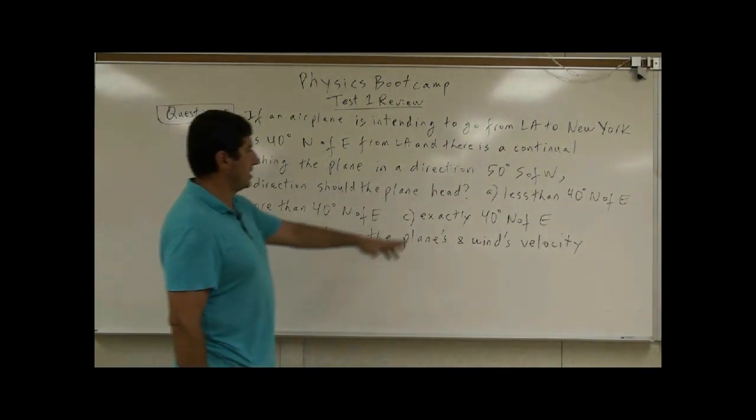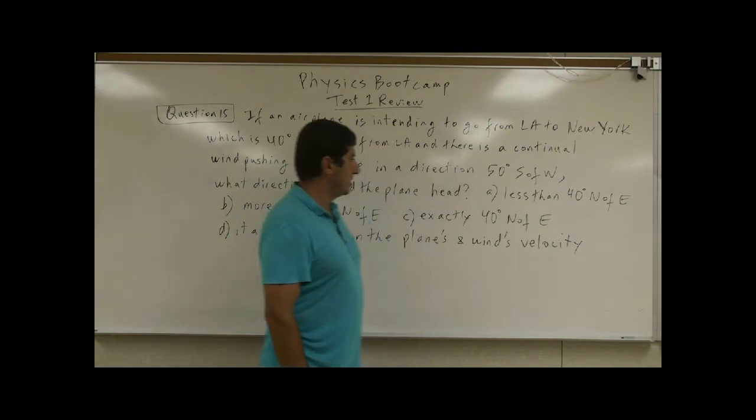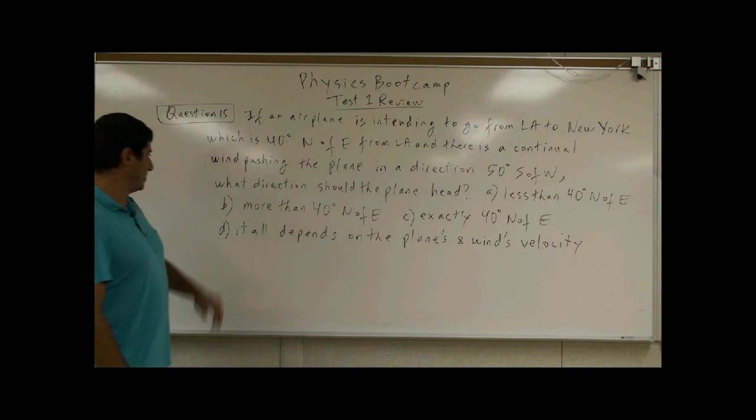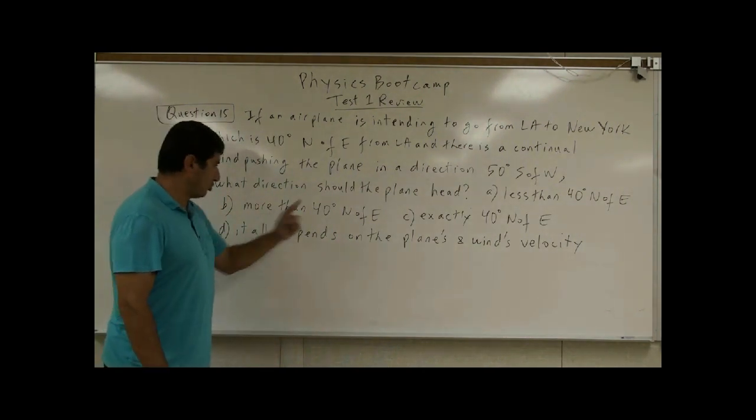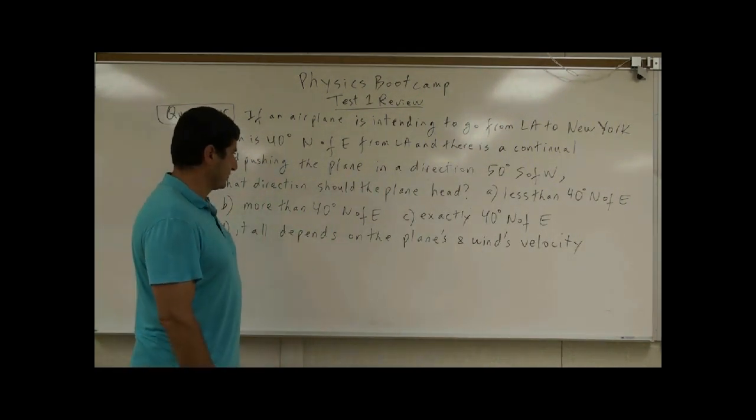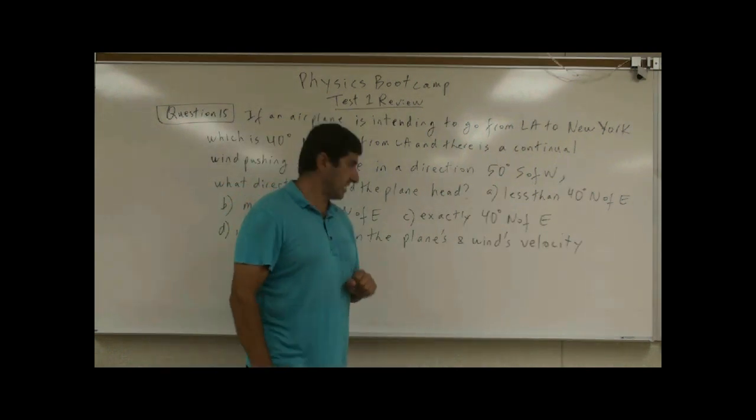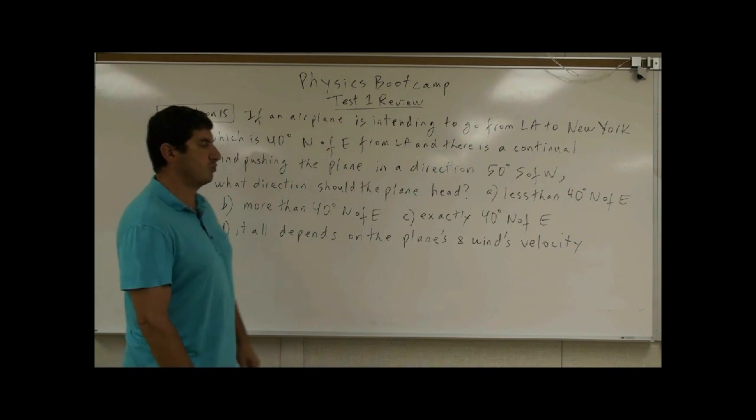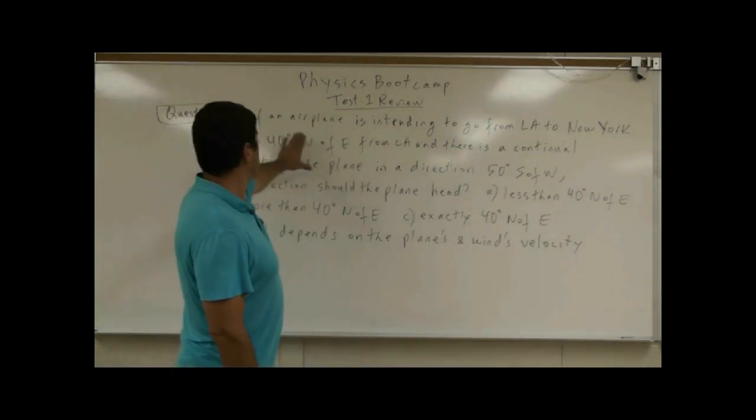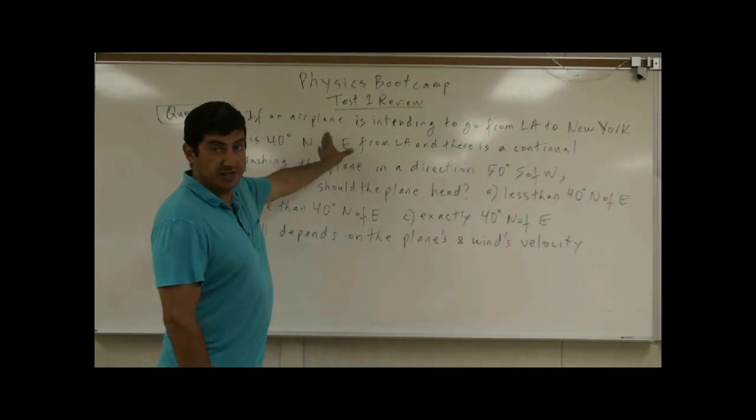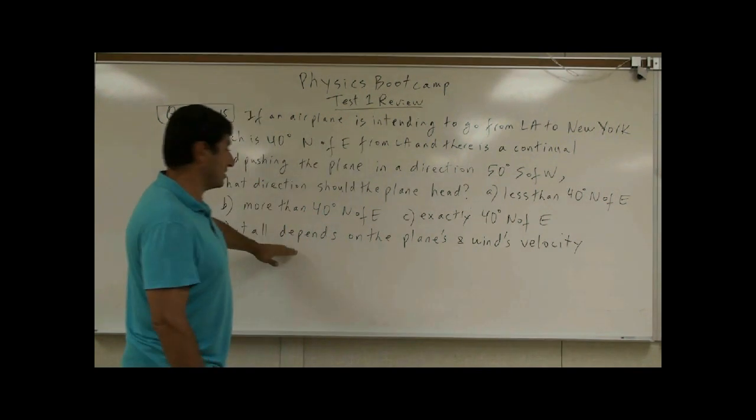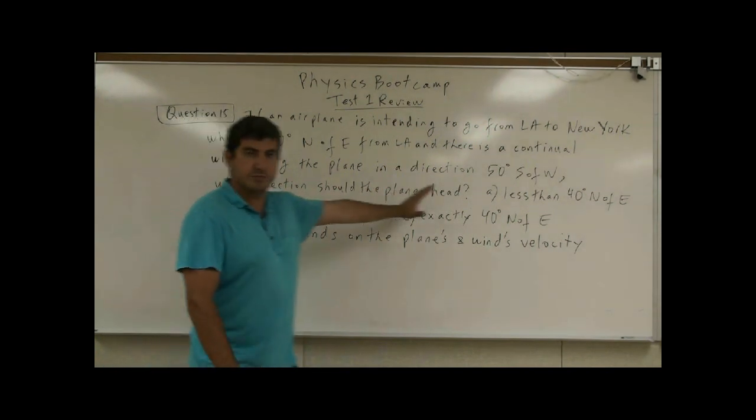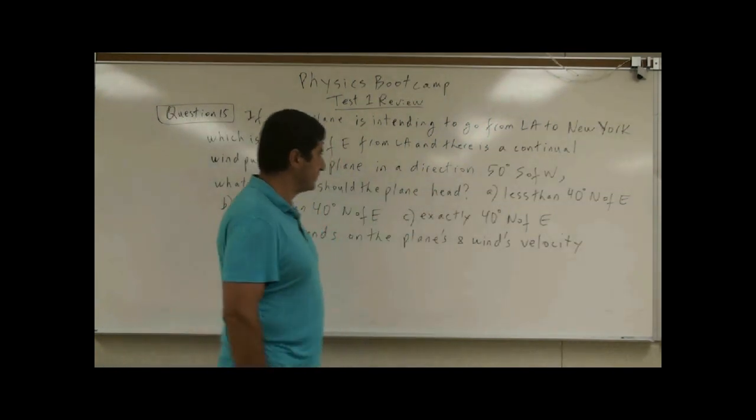Choice A says the plane should head less than 40 degrees north of east. Choice B says the plane should head more than 40 degrees north of east. C says the plane should head exactly 40 degrees north of east. And D says it all depends on the plane's and wind's velocity. Notice the problem doesn't tell you the wind's velocity or the plane's velocity. So is it possible that the answer depends on their velocity, or is there actually an answer?